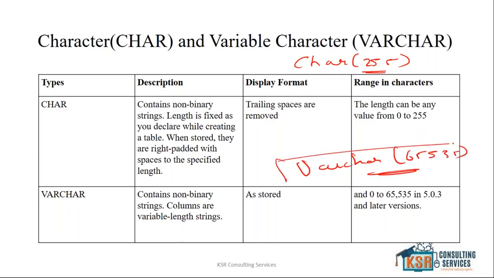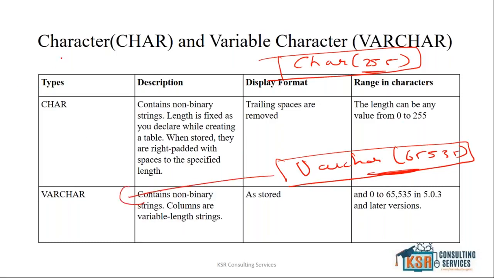65,535. Now you may ask me, when should I go for char? When should I go for varchar? Something which you don't know in prior. What is going to be the full name, last name, first name? You don't know how much length it is going to be. Always use varchar.